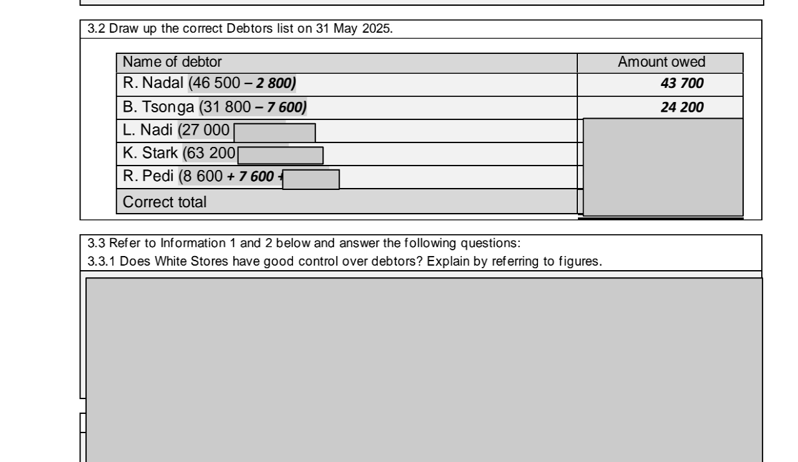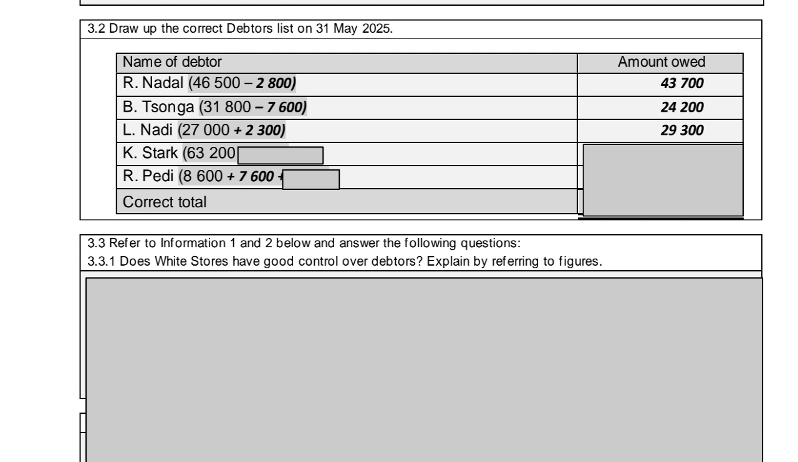Information 4D. An invoice sent to Al Nadi for 2,300 Rand was not entered in the books. So in other words, we need to add a 2,300 Rand invoice to Al Nadi's account. So if we add 2,300 to 27,000 Rand, the balance owed now is 29,300 Rand.